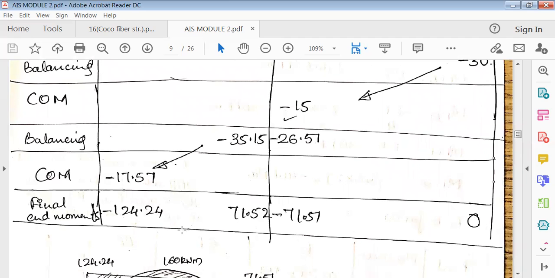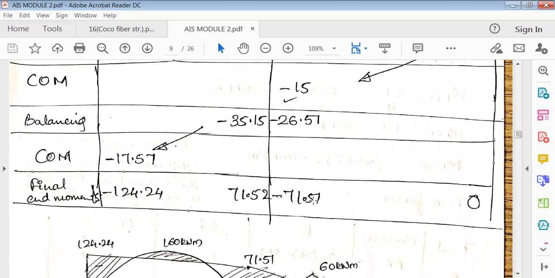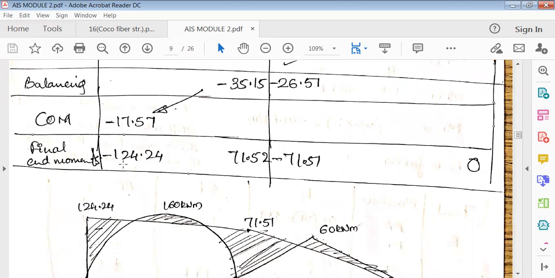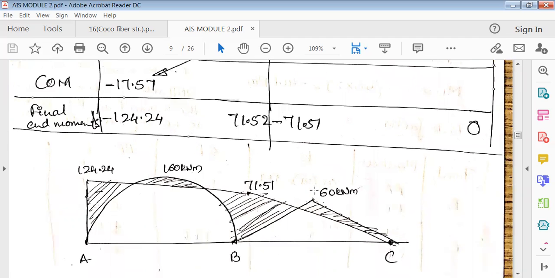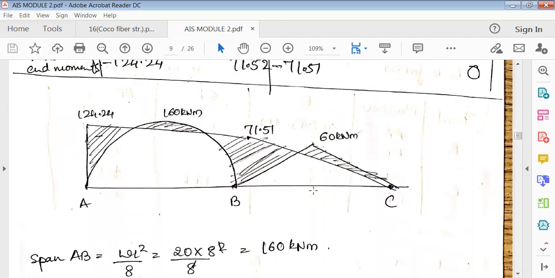So the check for this is at joint B, because it's a beam, at joint B, the moment should be equal and opposite. So here the moment is, so if this is plus, this is minus. Okay, so these are the final moments. Okay, ultimately you have to draw the bending moment diagram.